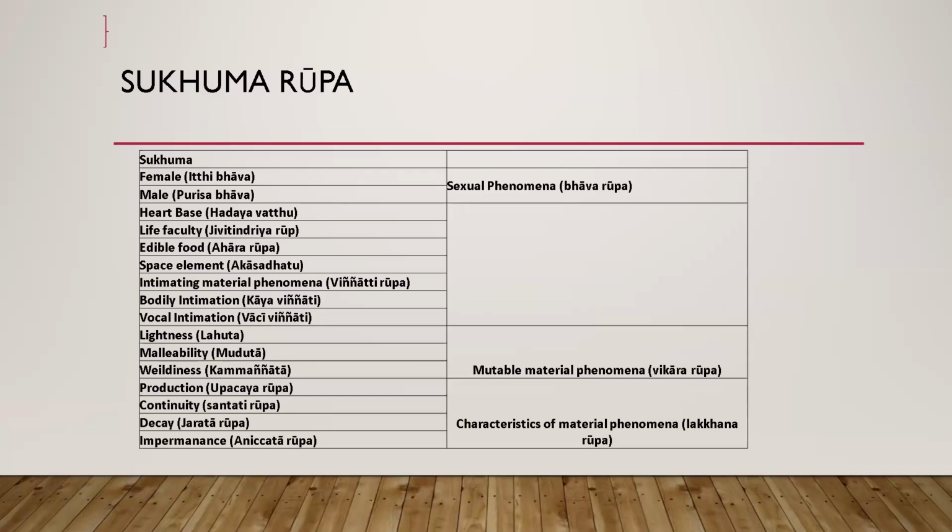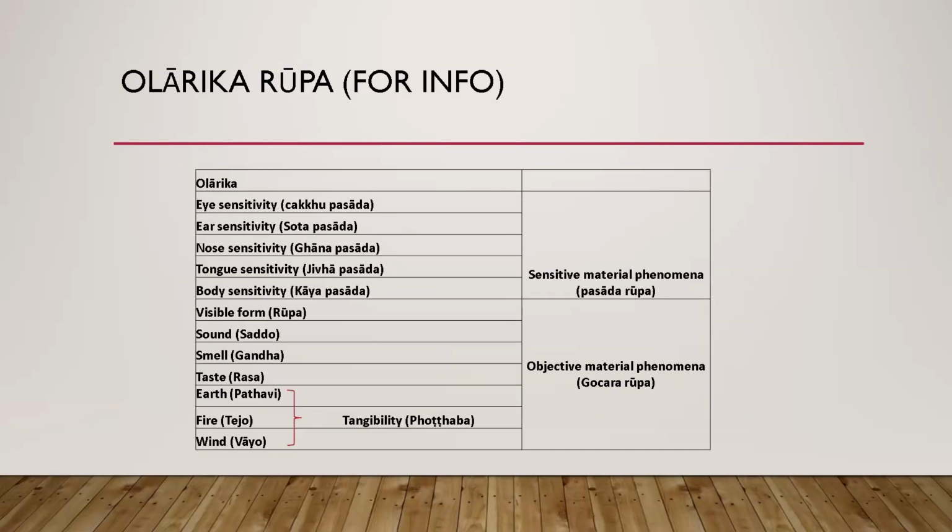So these are the 16 Sukhuma Rupa: female, male, heart-base, life faculty, edible food, space element, intimating material phenomena, bodily intimation, vocal intimation, lightness, malleability, wieldiness, production, continuity, decay, and impermanence. So there are 16 Sukhuma Rupa. This is only for my information. The Olarika Rupa, these are the Olarika Rupa. There are 12 of them.